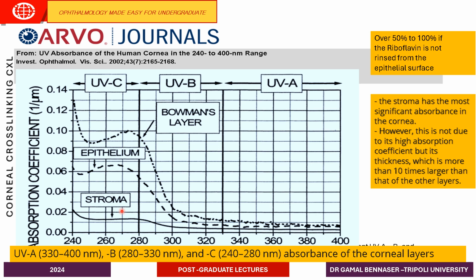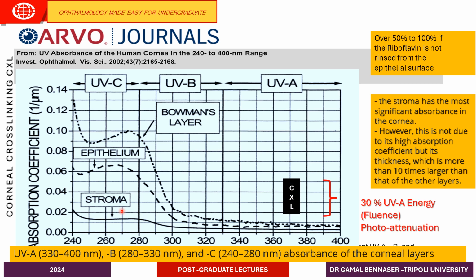Although the absorption coefficient for the Bowman layer and the epithelium is higher than the stroma, their participation in the total spectrum absorbance of the irradiance of the cornea is less because of their thickness. So the stroma has the most significant absorption in the cornea. However, it is not due to its high absorption coefficient, but due to its thickness, which is 10 times more than that of the epithelium and the Bowman layer.